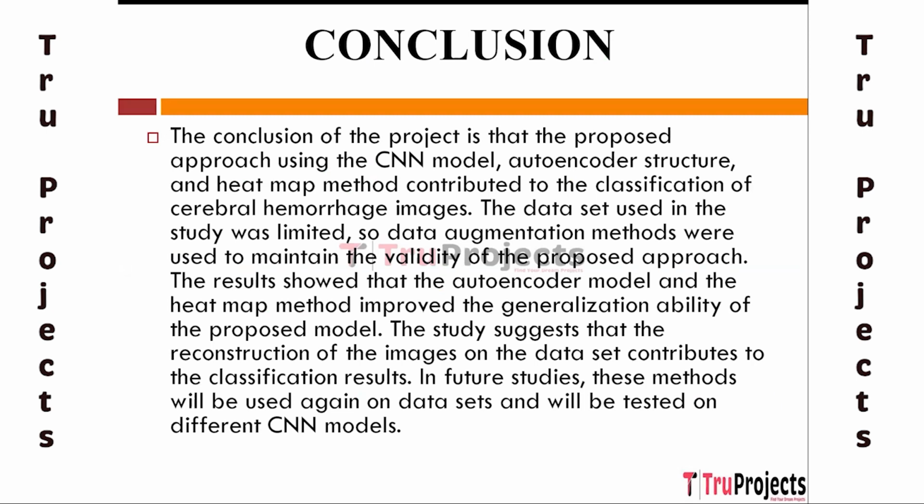The final conclusion of the project is that the experiment concluded that the proposed strategy utilizing the CNN model, autoencoder structure and heat map method aided in the classification of cerebral hemorrhage images. Because the study's data collection was inadequate, data augmentation approaches were used to ensure the validity of the proposed approach. The results revealed that the autoencoder model and the heat map method increased the proposed model's generalization capabilities. According to the study, image reconstruction on the dataset contributes to classification outcomes. These strategies will be tried on different CNN models in future studies using different datasets.